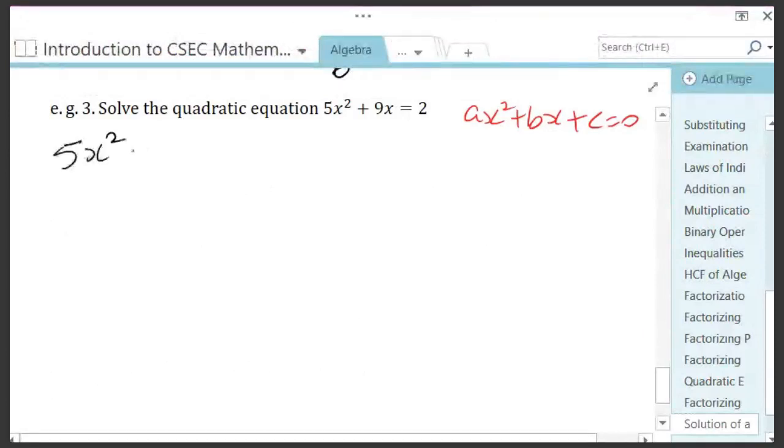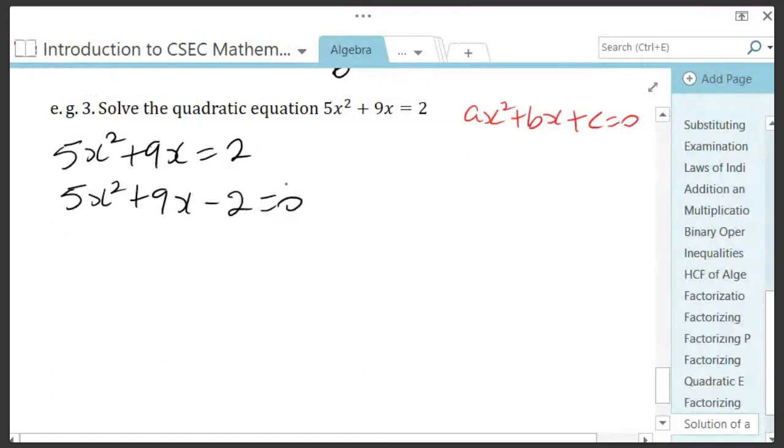So this is 5x squared plus 9x is equal to 2. So we need to take this 2 across the equal sign. So this becomes here 5x squared plus 9x minus 2 is equal to 0. Okay? So 5 multiplied by minus 2 is minus 10. Okay? So we're going to write here 1 by 10, 2 multiplied by 5. These are possible products that we could use to derive the factors.